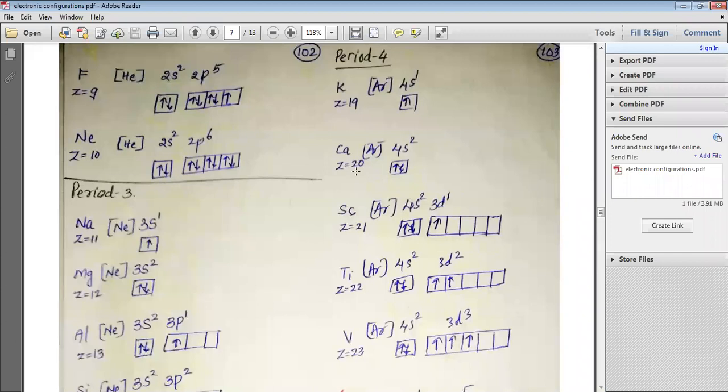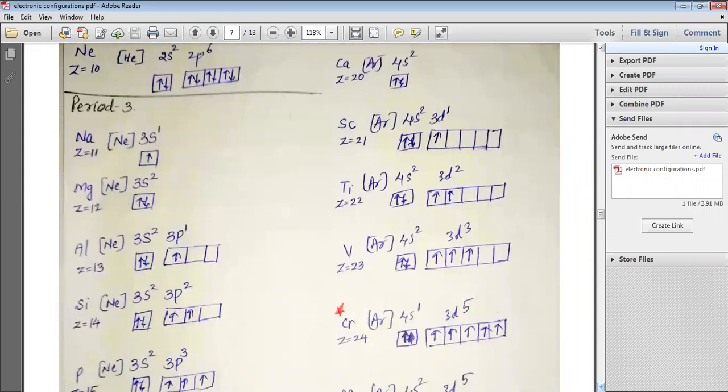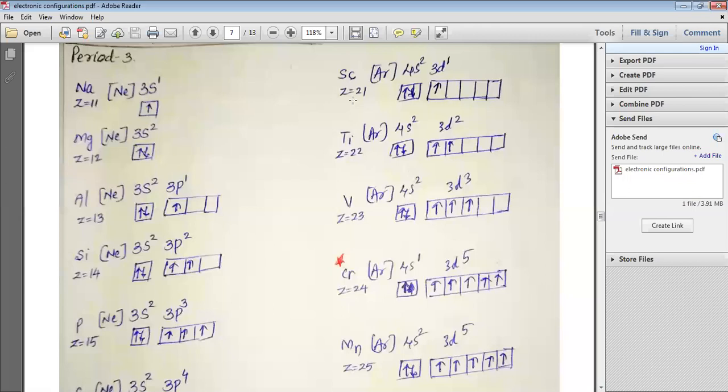Then you have calcium, Z is equal to 20, which is argon 4s2. So the other electron goes in, pairing into the 4s orbital. Then we have scandium. Scandium has the atomic number 21. The electronic configuration for scandium is argon 4s2, 3d1.